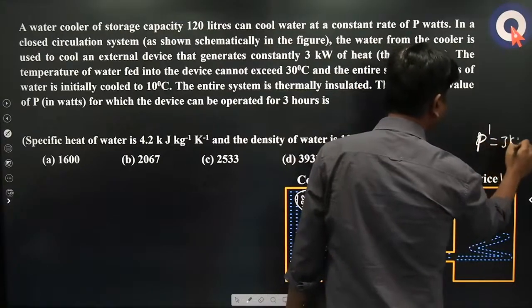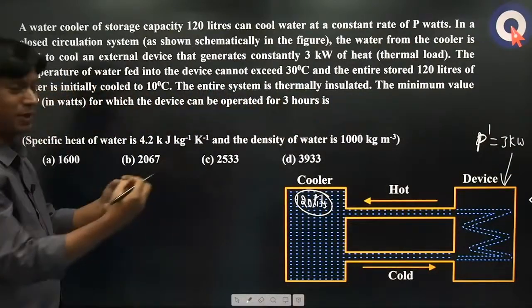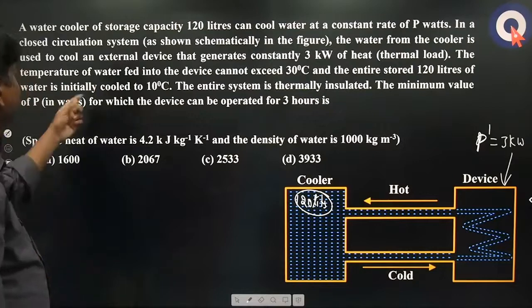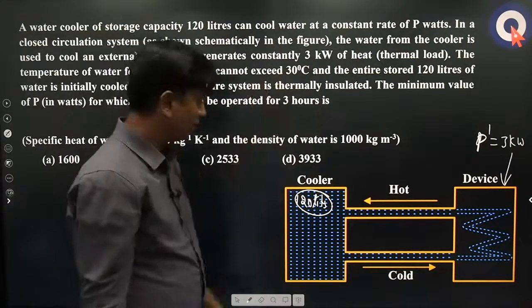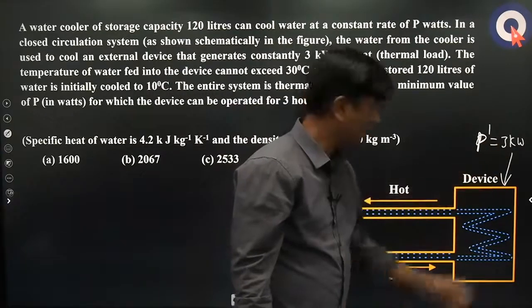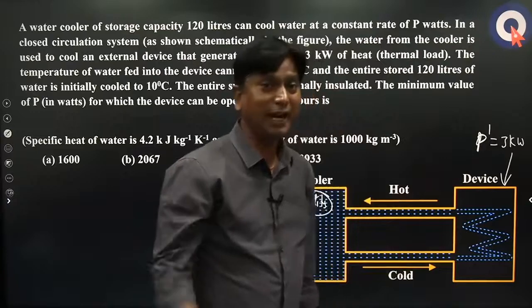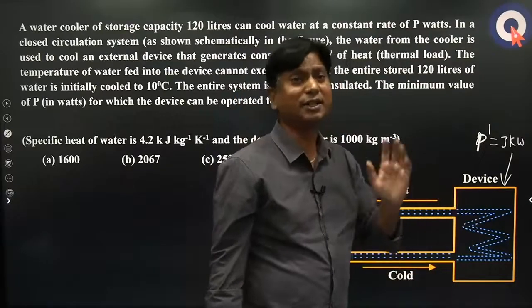3 kilowatts. Continuously it is getting 3 kilowatts of heat. Okay, that is a thermal load, what we call, right? The temperature of the water fed into the device cannot exceed 30 degrees. So when the cool water is going into this, because of this heat, the cool water is getting heated up. And that temperature should not exceed 30 degrees.